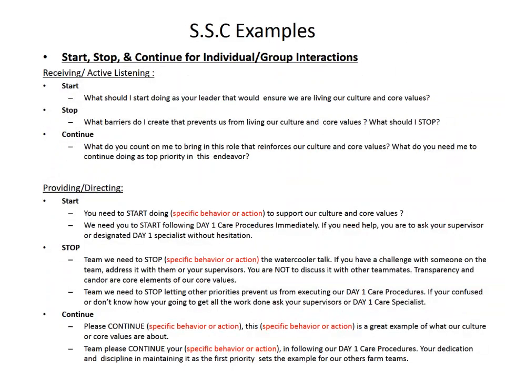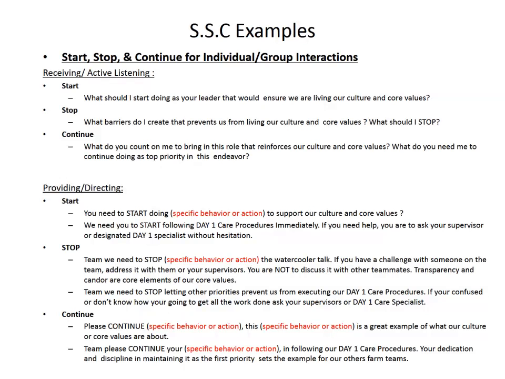Here's some examples of start, stop, and continue. Receiving while you're actively listening. What should I start doing as your leader that would ensure we are living our culture and core values? Is there anyone in here that wants to take the challenge to do that next week? Nobody. Okay? I would challenge you to think about that. Might be interesting to see what you find out.